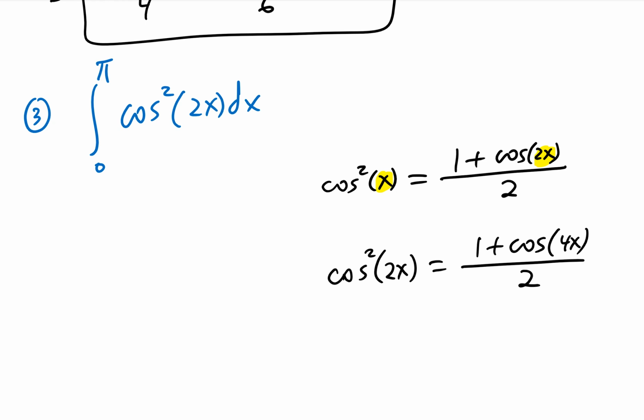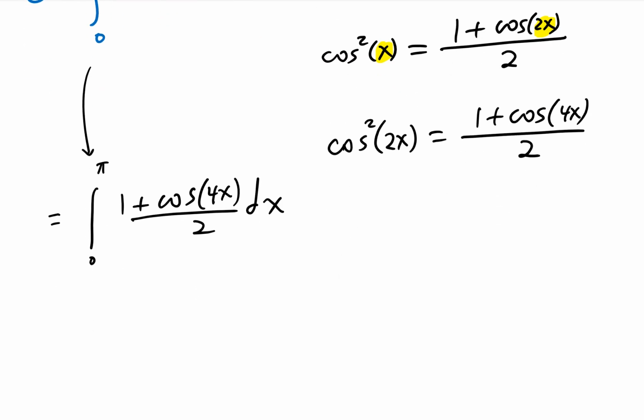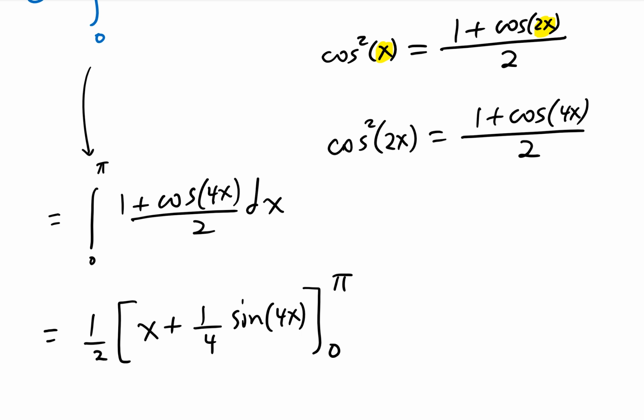So then this becomes the integral from 0 to pi of (1 plus cosine 4x) over 2 dx. We could pull the 1/2 out. The integral of 1 is x, plus the integral of cosine 4x, it's 1/4 sine 4x, from 0 to pi.